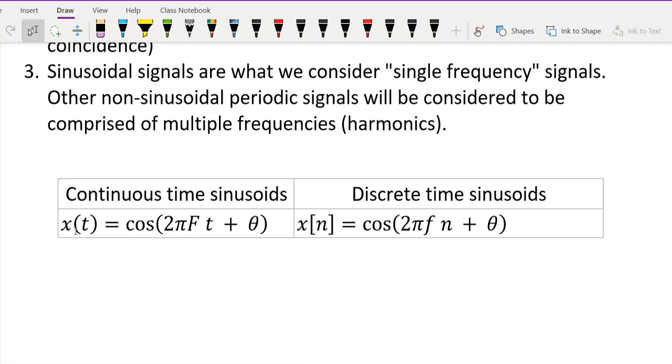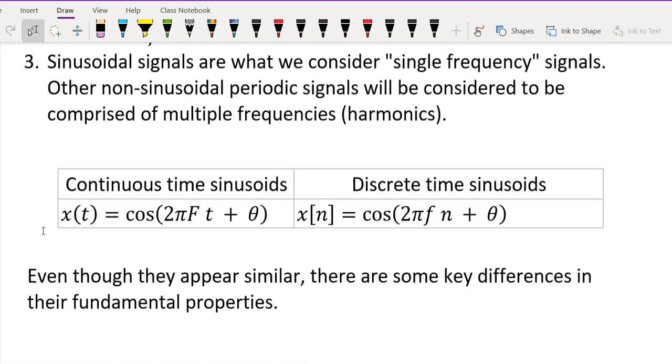Continuous time sinusoids are given as x of t is cosine 2 pi F t plus theta, and these are the discrete time sinusoids. Note two differences. First, in the notation of the signal itself, for continuous time we use parentheses, for discrete time we use square brackets. For continuous time t can be any real number, for discrete time n can only be an integer. And just for convenience and for clarity, whenever we are referring to continuous time frequencies, we will denote the frequencies with capital letters, and for discrete time frequencies, we'll denote the frequency with small letters.